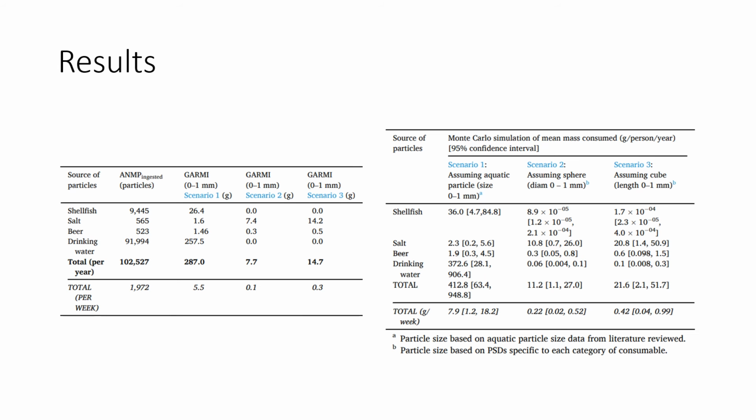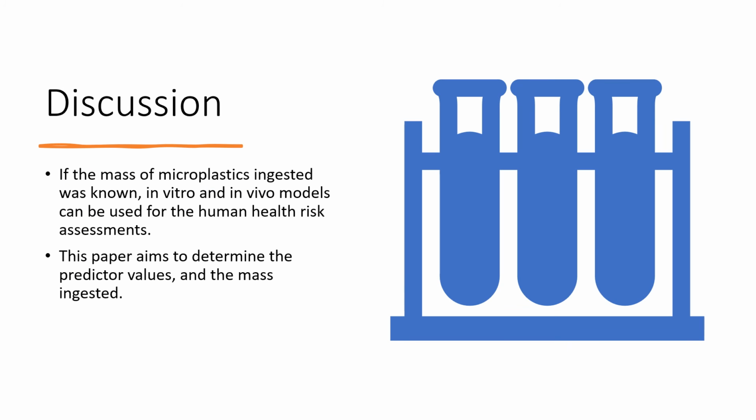In this slide, you can see the conclusion of both scenario and uncertainty assessment results. The maximum value for weekly consumption is 5.5 grams with scenario 1. For the simulation, the max value is 7.9 grams per week. This paper has a significance for in vitro and in vivo models and can be used for human health risk assessments. By using predictor values and the mass ingested, it's a preliminary step for the upcoming research.